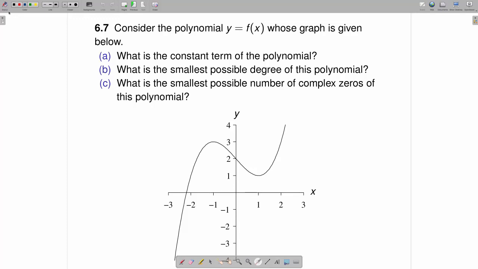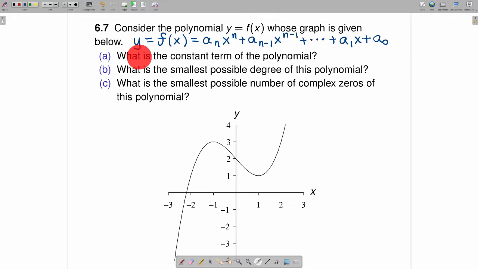Consider the polynomial y equals f of x, whose graph is given below. Well, first of all, if this is a polynomial y equals f of x, then it has to have the form a sub n x to the n plus a sub n minus 1 x to the n minus 1, and this will continue until you get the linear term a1x, and finally you'll get a constant term a0.